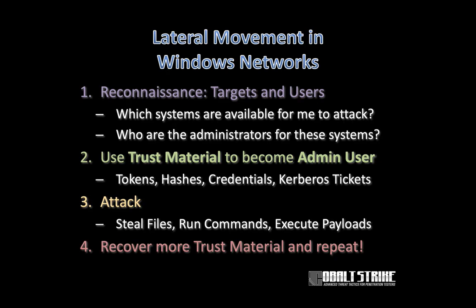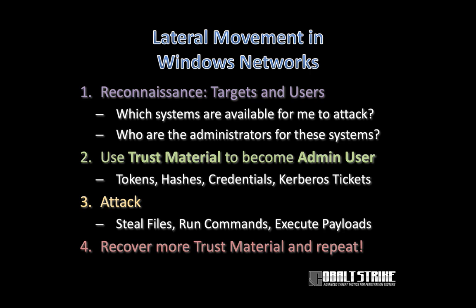Here is the lateral movement process in a Windows network. Step 1. Find out which systems are available for you to attack. These are servers and endpoints within the same network. For each of those systems, figure out which accounts are the administrator accounts for those systems. Step 2. Use the trust material that you have on hand to authenticate as an administrator user to one or more of those target systems.